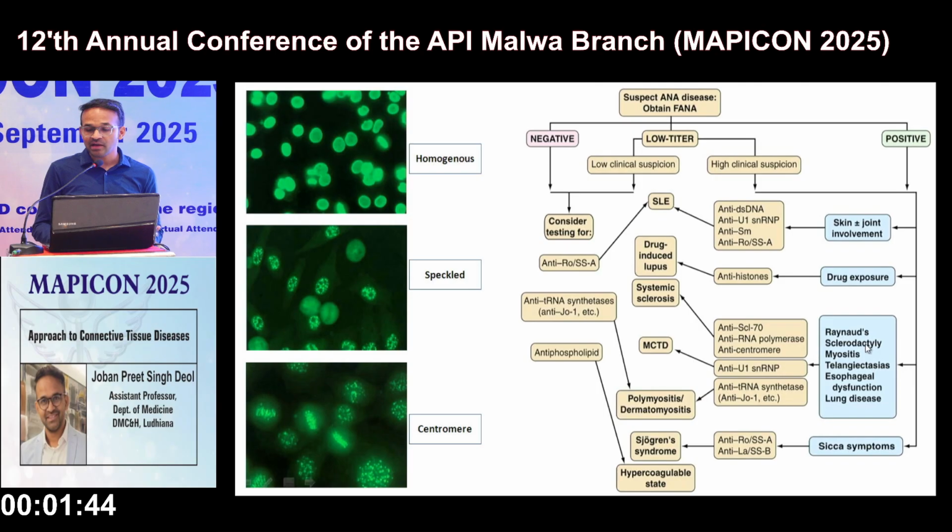If somebody has an amalgam of Raynaud's, sclerodactyly, myositis, telangiectasias, ILD, and the scleroderma specific antibodies are positive, we'll call it systemic sclerosis. If high titer U1 RNP is positive, we'll call it mixed connective tissue disease. If anti-amino acyl tRNA synthetase antibodies are positive, we'll call it inflammatory myositis. And if there are persistent sicca symptoms and Ro/La antibodies are positive, we'll call it Sjogren's disease.